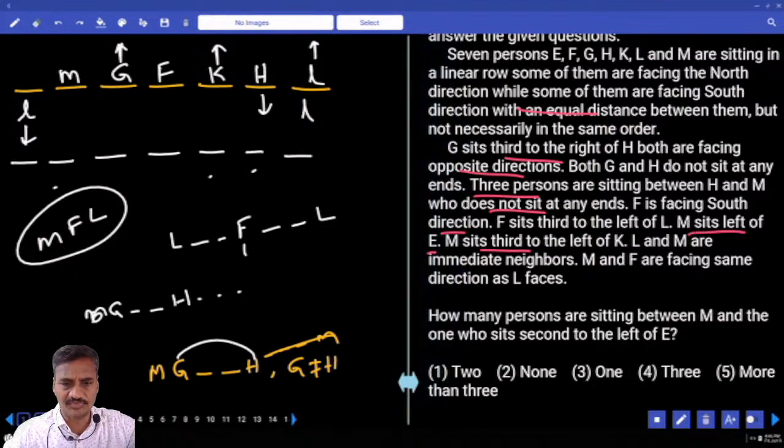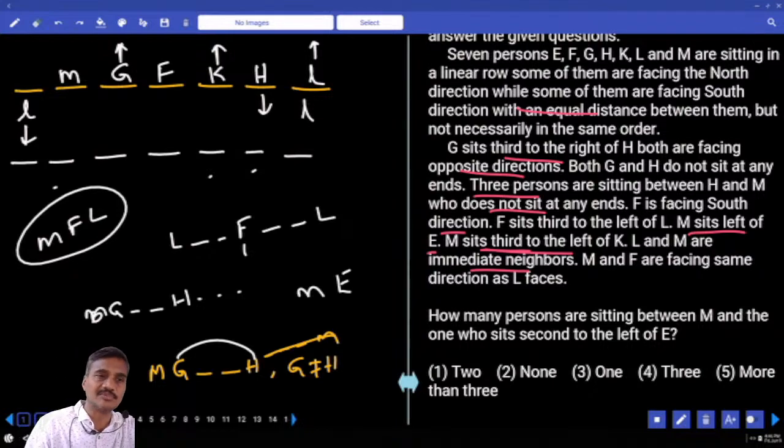M sits left of E. M is to the left hand side of E. Next, M sits south to the left of K, we have taken. L and M are immediate neighbors. Yes, L and M are immediate neighbors. As L and M are immediate neighbors, L will be here. Now if L is here, then L is facing towards south.